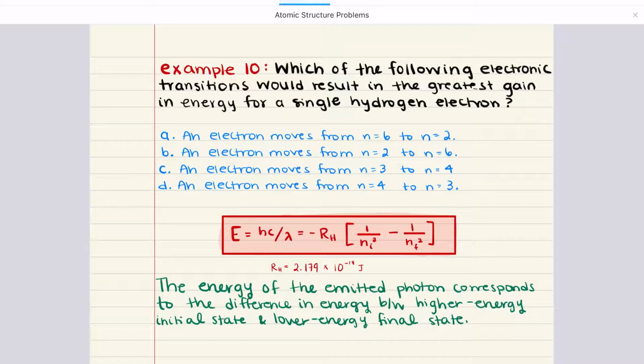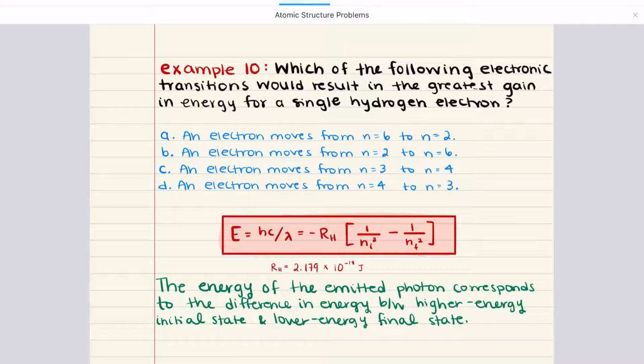Problem 10 says, which of the following electronic transitions would result in the greatest gain in energy for a single hydrogen electron? A says an electron moves from n equals 6 to n equals 2. B says an electron moves from n equals 2 to n equals 6. C says an electron moves from n equals 3 to n equals 4. And then D says an electron moves from n equals 4 to n equals 3.